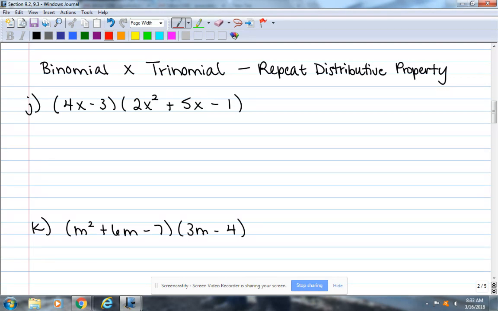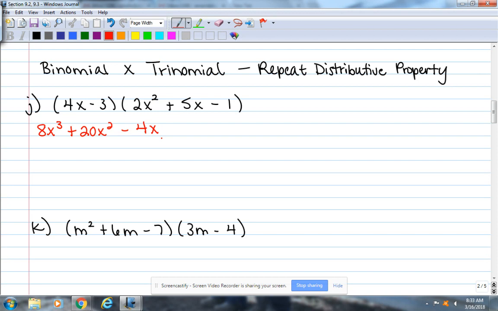All right, so I'm going to take the 4x first and multiply it times all 3 terms, and then I'm going to write them all down. So what is 4x times 2x squared? Yep, 8x to the third. Good. 4x times 5x? 20x squared. 4x times negative 1. All right, any questions on that half?